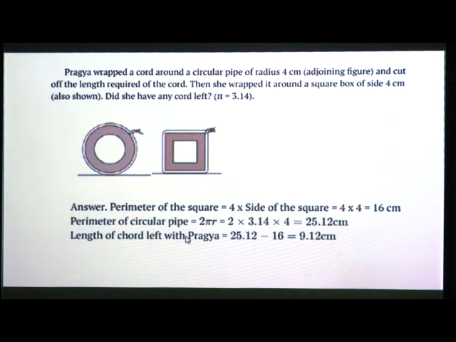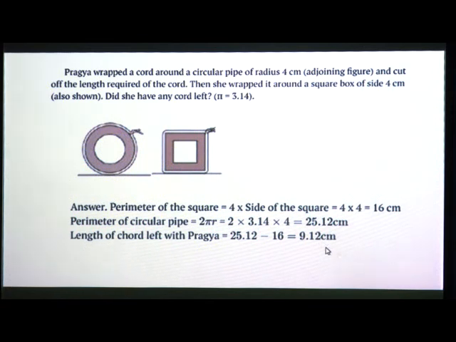Now, the perimeter of a circular pipe is 2 pi r. Substitute the values: 2 multiplied by the value of pi, already given in the statement as 3.14, multiplied by the radius given to us as 4 centimeter. After multiplication, the product is 25.12 centimeter. So, the length of cord left with Pragya is equal to 25.12 minus 16 centimeter. After subtraction we get 9.12 centimeter.